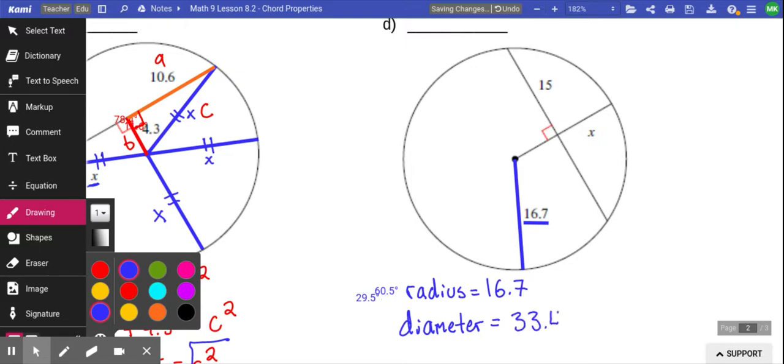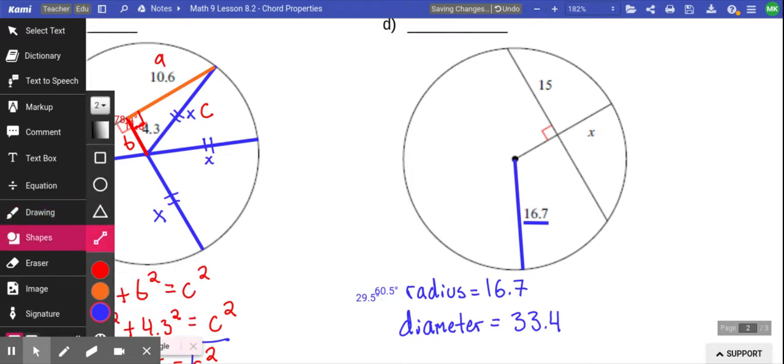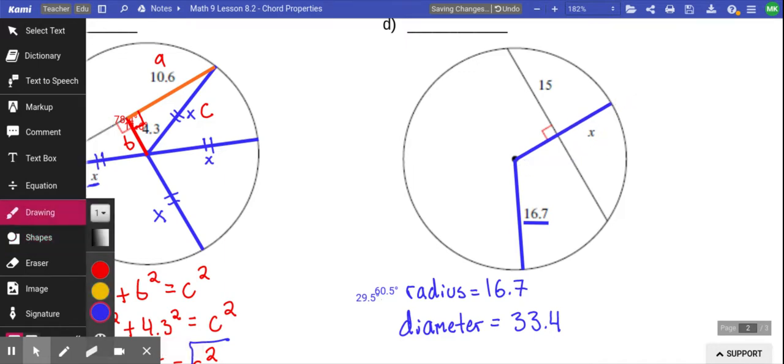It might help me, it might not help me, but it's a good idea in math to always write out the information you know. Right? So I know the radius, I know the diameter, I should write both of them out. Beautiful. If the radius is 16.7, that means any line from the center to the edge should be 16.7. So if I look, this is another radius. So that should also be 16.7. So these two lengths are equal.